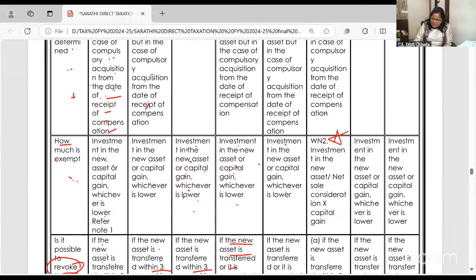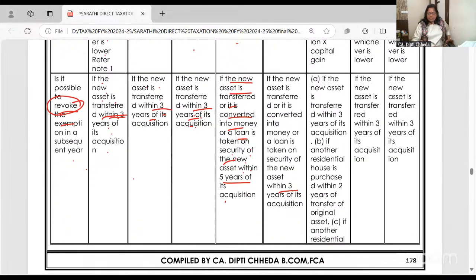This one is different. How much capital gain will be exempt? Until now, if you see all left to right, investment in new house, capital gain, whichever is lower. 54F is using some formula. That formula I'll tell you logically with one example, dear students. And the condition is the new house which you have purchased, don't transfer it within 3 years, otherwise it will be revoked.